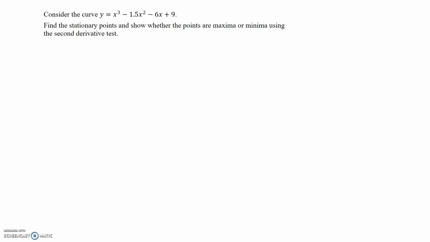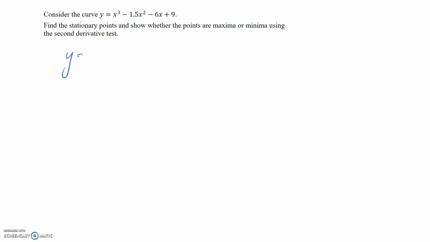So here we're asked to consider the curve y equals some function of x, and we're asked to find the stationary points and show whether these are maximum or minimum points using that second derivative test. So what I'm going to start with is taking the derivative of our function with respect to x, because what we know is that the gradient, or the first derivative of our function, is going to be equal to 0 wherever you have a stationary point.